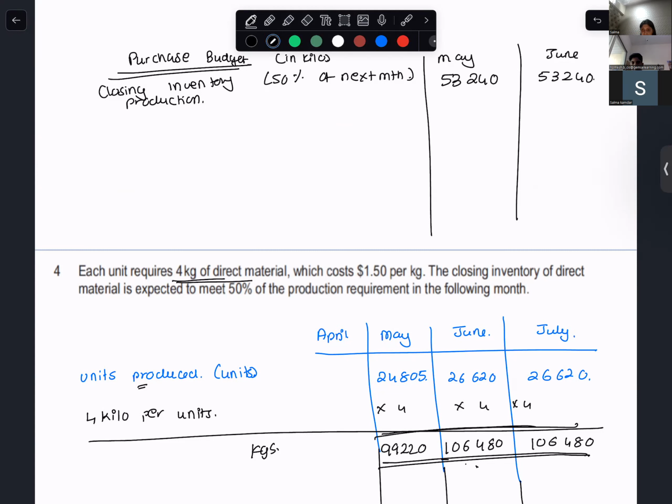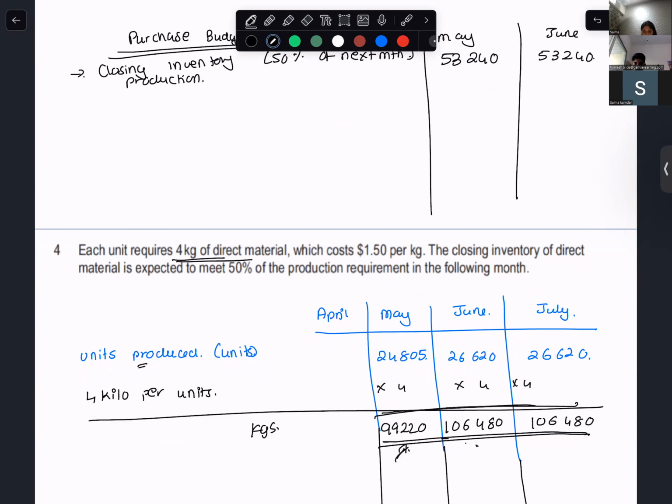Now what will you add? Production of the current month, right? Because this is the closing inventory that you're required to make, so you will add the production of the current month. How much? 99,220 and 106,480.